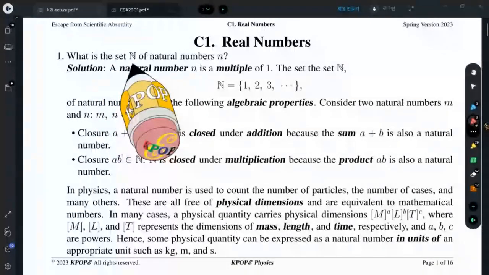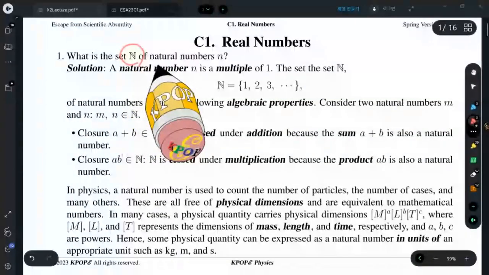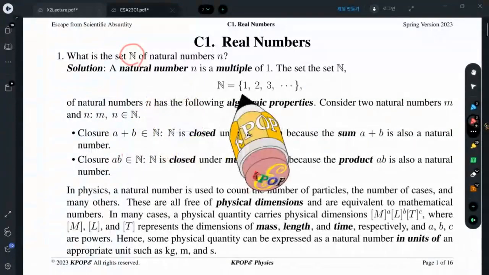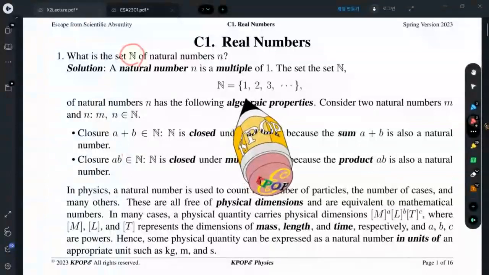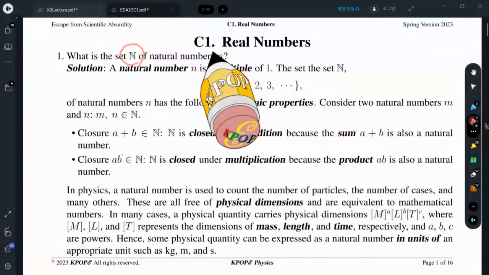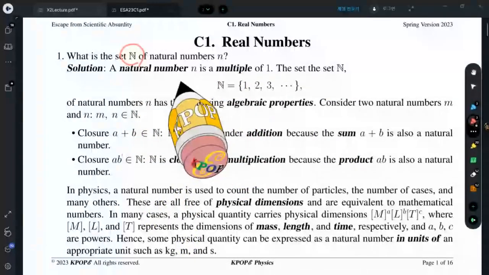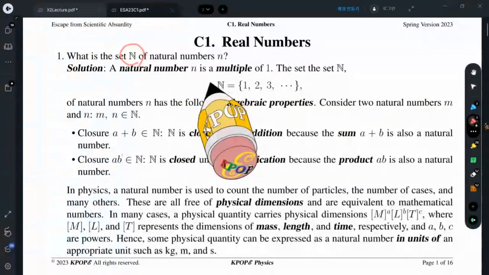What is the set N? You're familiar with the N. It comes from natural number. A natural number is an integer, a positive integer: 1, 2, 3, 4. We learn the natural numbers from elementary school. All of the natural numbers are multiples of 1.